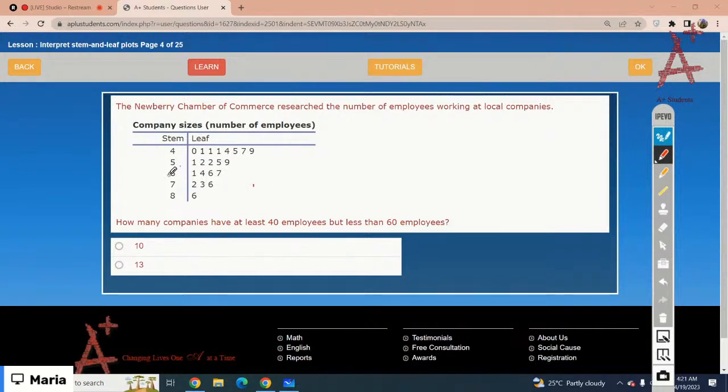You don't have to count the stem 6 because you have to count all the values that are less than 60. So you have 1, 2, 3, 4, 5, 6, 7, 8, 9, 10, 11, 12, 13. You have 13 values that are less than 60 and greater than 40. So it would be 13.